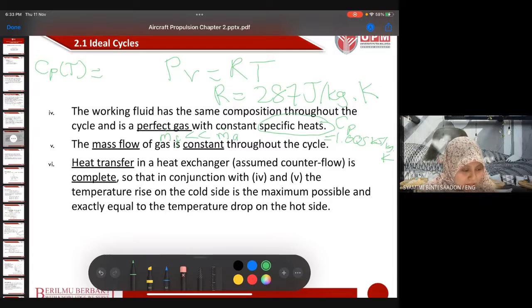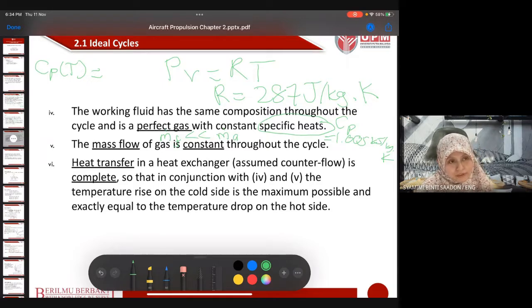Okay, it means that we assume that all of the temperature receive heat. The function of the heat exchanger is to transfer heat between two fluids. At least we have two fluids in a heat exchanger. So the function of a heat exchanger is to transfer heat from the hot fluid, of course, to the cold fluid. The hot side is always the heat source, transferring heat to the cold fluid.